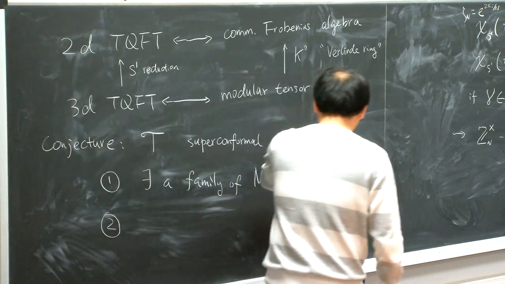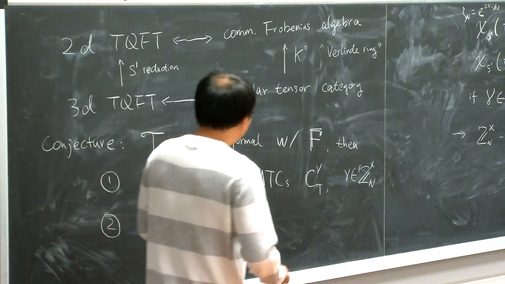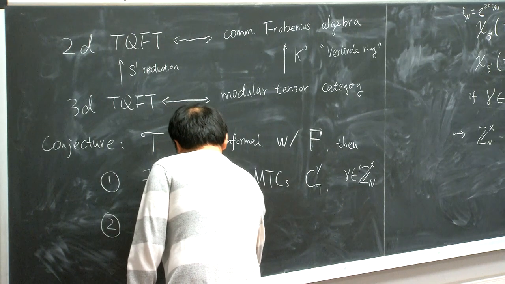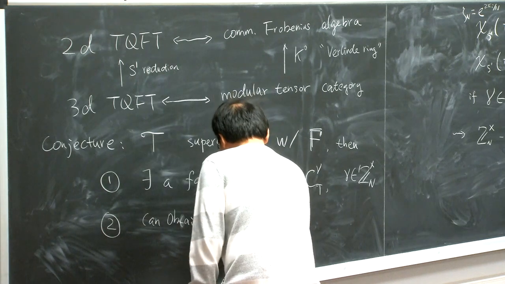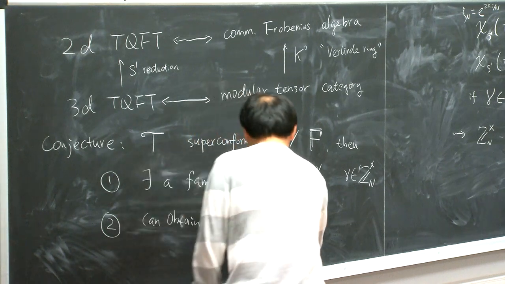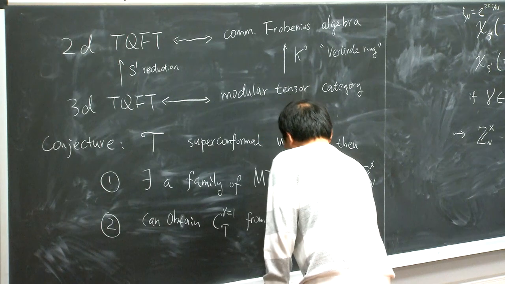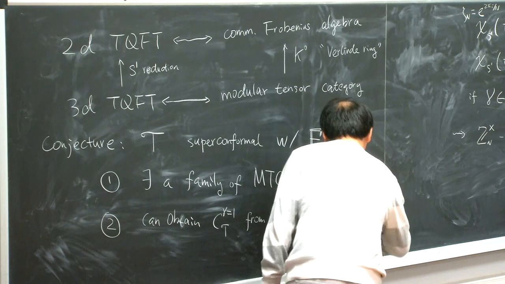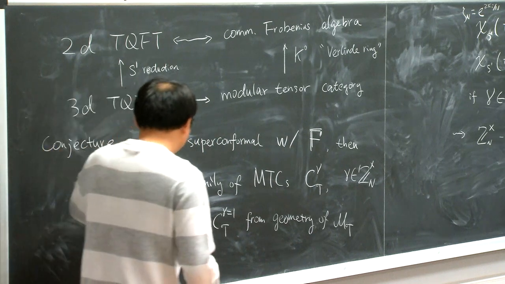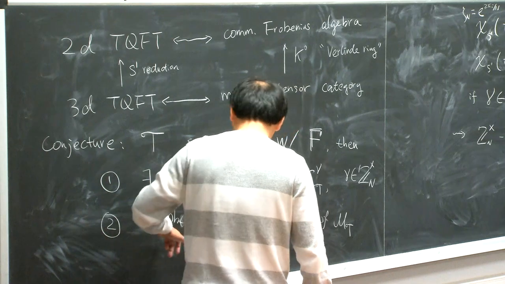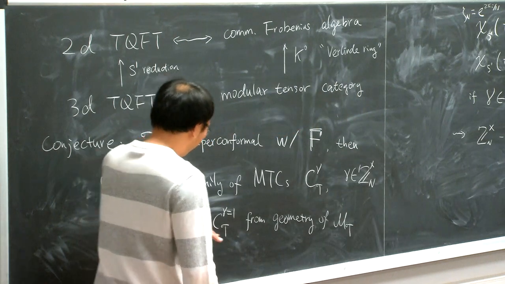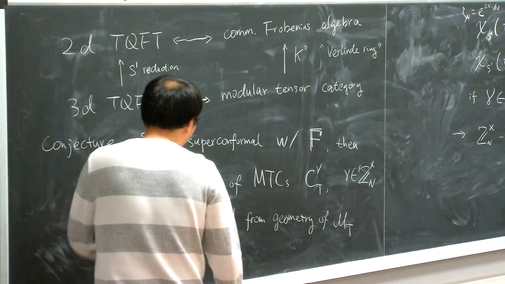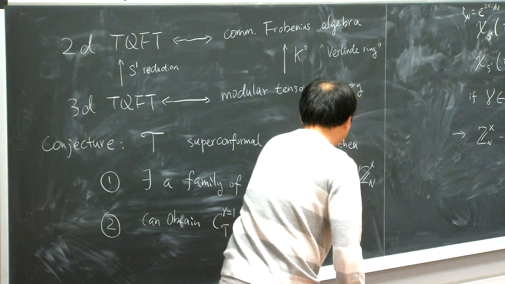And the second part of the conjecture is that you can obtain at least a category for gamma equal to one from the geometry of the Coulomb branch. So far I have been a little bit vague about how to get this category from geometry. Later I will say a little bit more about the dictionary between the algebraic data that define a modular tensor category and the geometric data of the Coulomb branch.